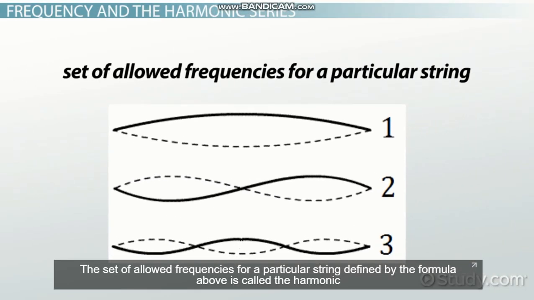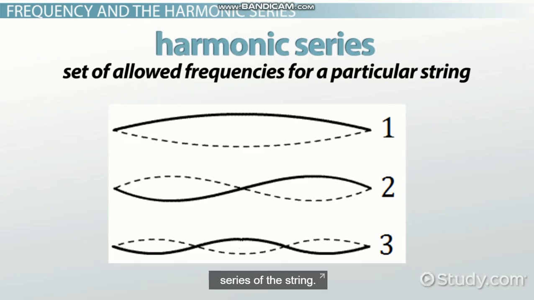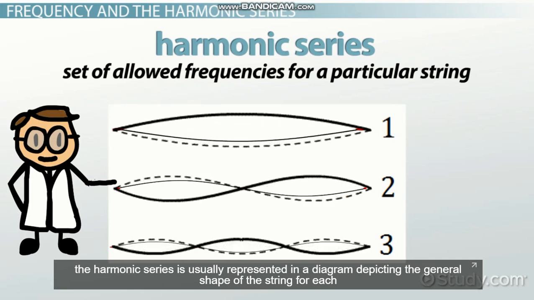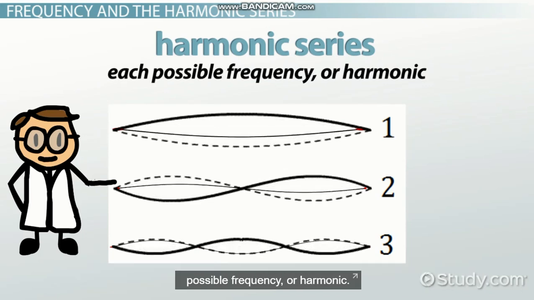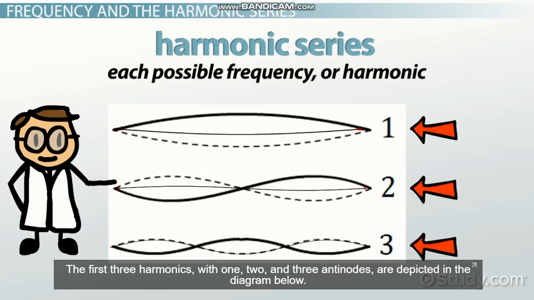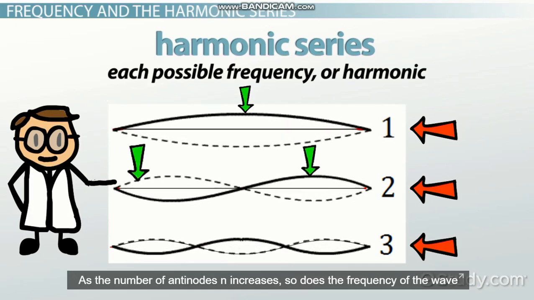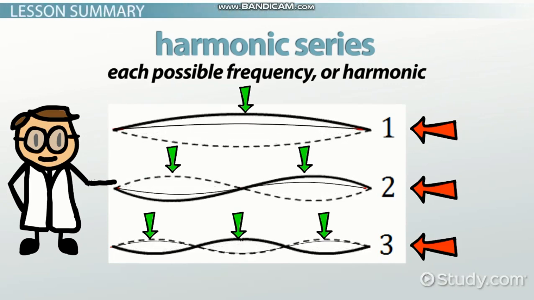The set of allowed frequencies for a particular string, defined by the formula mentioned earlier, is called the harmonic series of the string. Since each allowed frequency corresponds to a vibration with a different number of antinodes, the harmonic series is usually represented in a diagram depicting the general shape of the string for each possible frequency or harmonic. The first 3 harmonics, with 1, 2, and 3 antinodes, are depicted in this diagram. As the number of antinodes n increases, so does the frequency of the wave.